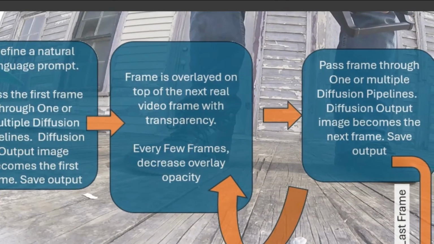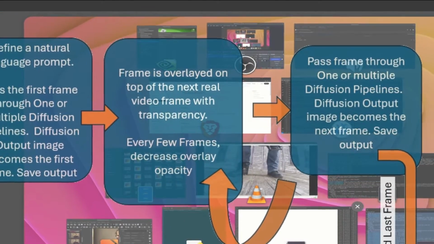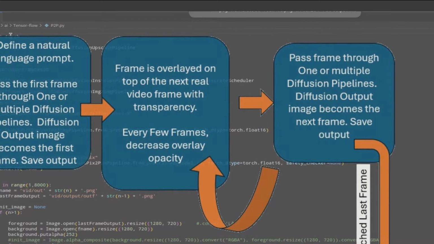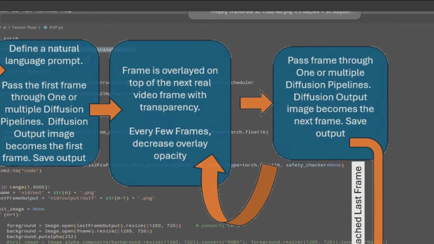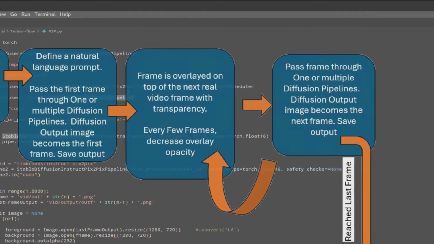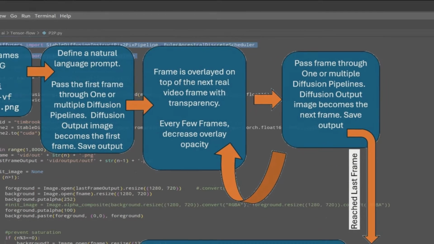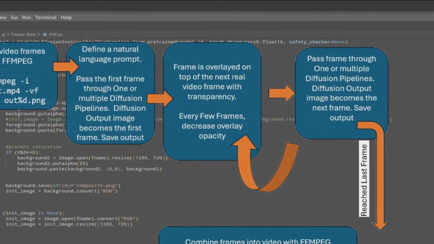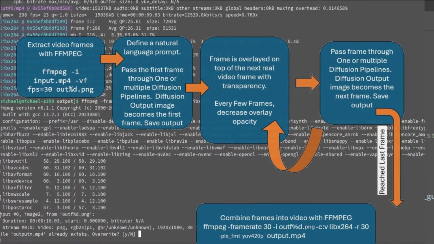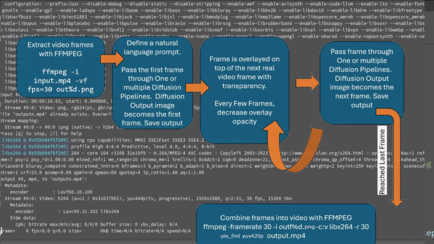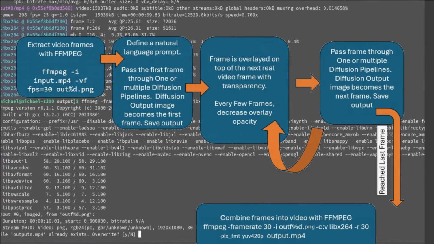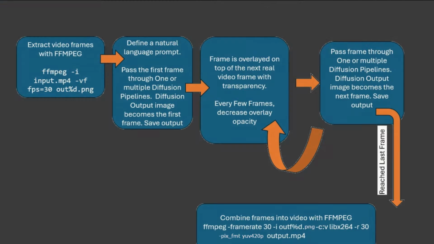back to more original. Now we pass these through in a loop for each frame where we're getting the previous frame, we're overlaying it, and then we're passing it through the pipeline and we're saving the frame image output. Finally, once we reach the last frame, I combine the frames into a video with FFmpeg, where you set the frame rate, the input images, and the output file.